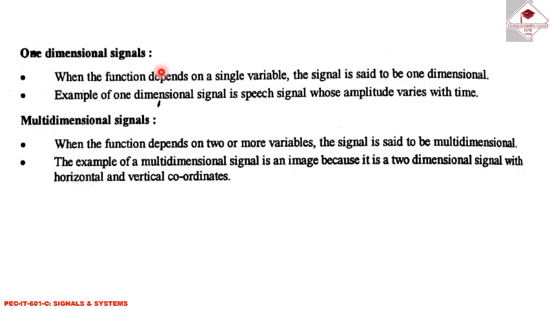One dimensional signal: when the function depends on a single variable, the signal is said to be one dimensional. An example of a one dimensional signal is a speech signal whose amplitude varies with time. Multidimensional signal: when the function depends on two or more variables, the signal is said to be multidimensional. An example of a multidimensional signal is an image, because it is a two-dimensional signal with horizontal and vertical coordinates.